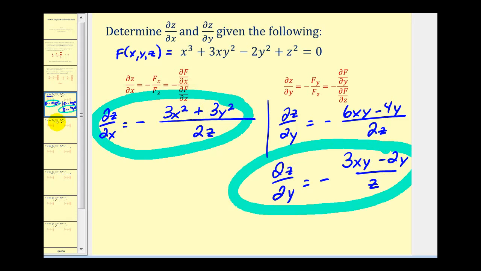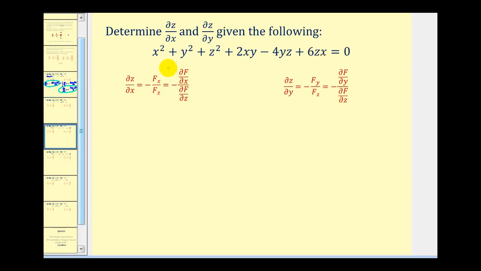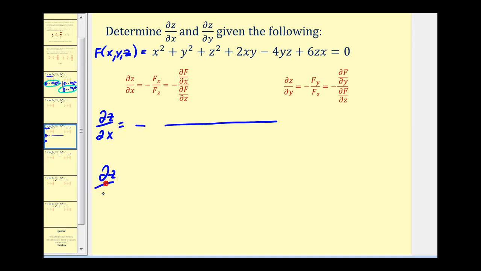Let's go and take a look at another example. Again, notice this equation is already set equal to 0, so we can say that big F of x, y, z is equal to the equation in this form. Let's go ahead and start to determine our partial derivatives. Partial of z with respect to x and the partial of z with respect to y.